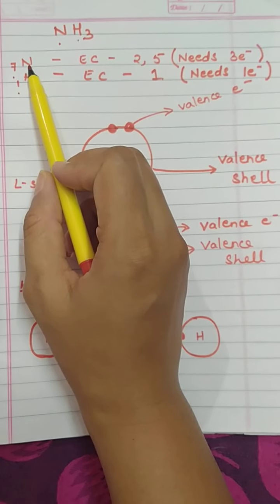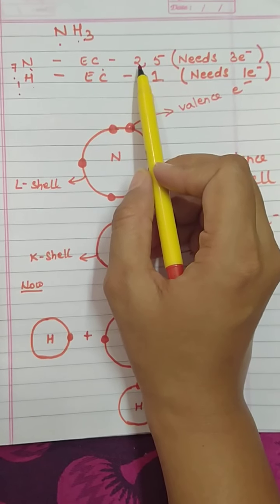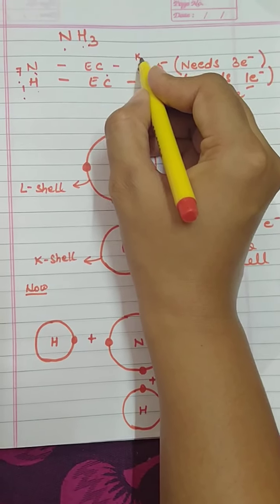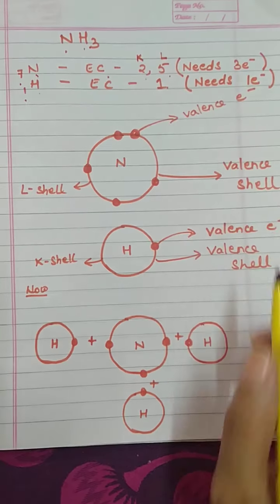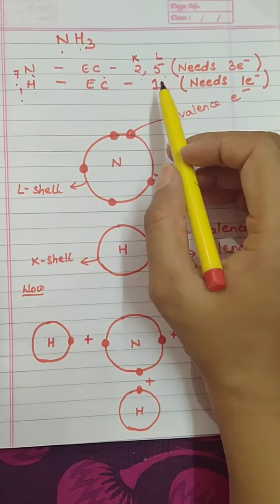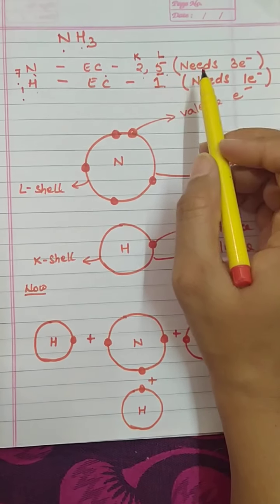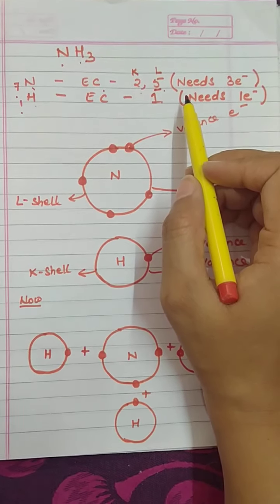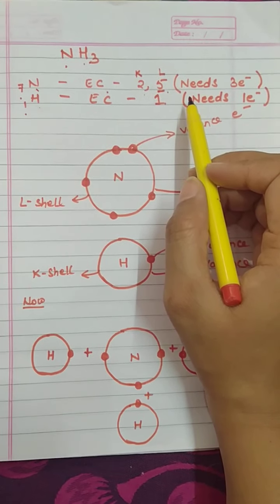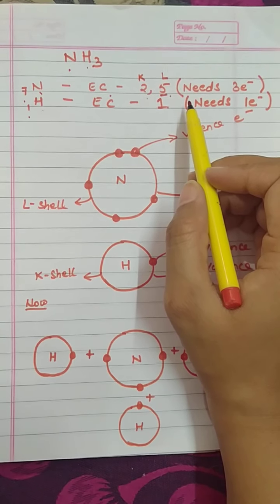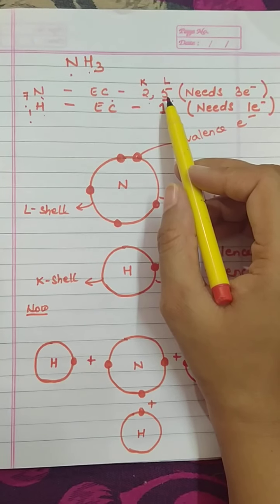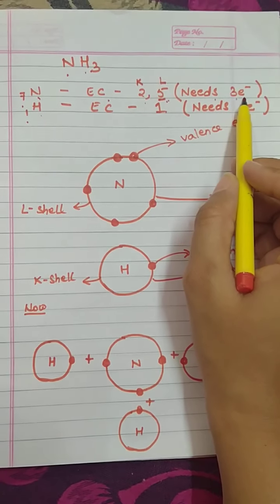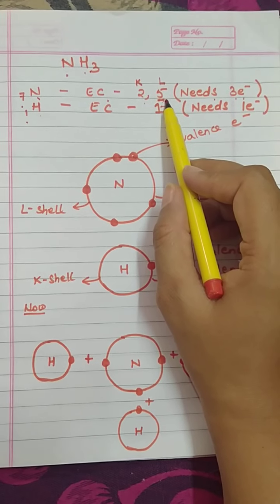So therefore, nitrogen will have its electronic configuration as 2, 5, where in the K shell 2 electrons are present and in the L shell 5 electrons are present. Now you can see that the octet of nitrogen is not completed. We know that every element tries to complete its octet either by losing or gaining electrons, as in the case of ionic compounds, or by sharing electrons, as in the case of covalent compounds. So nitrogen will need 3 electrons to complete its octet.